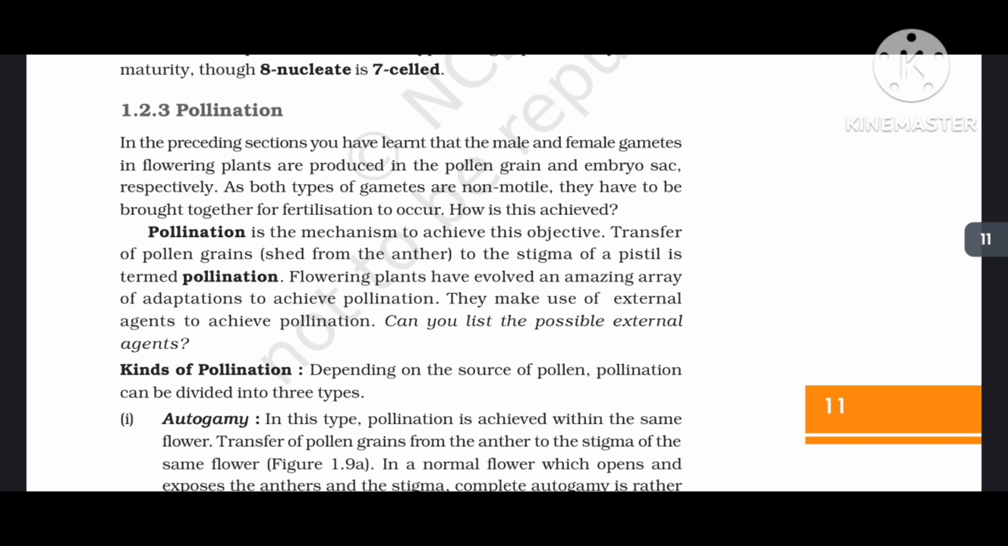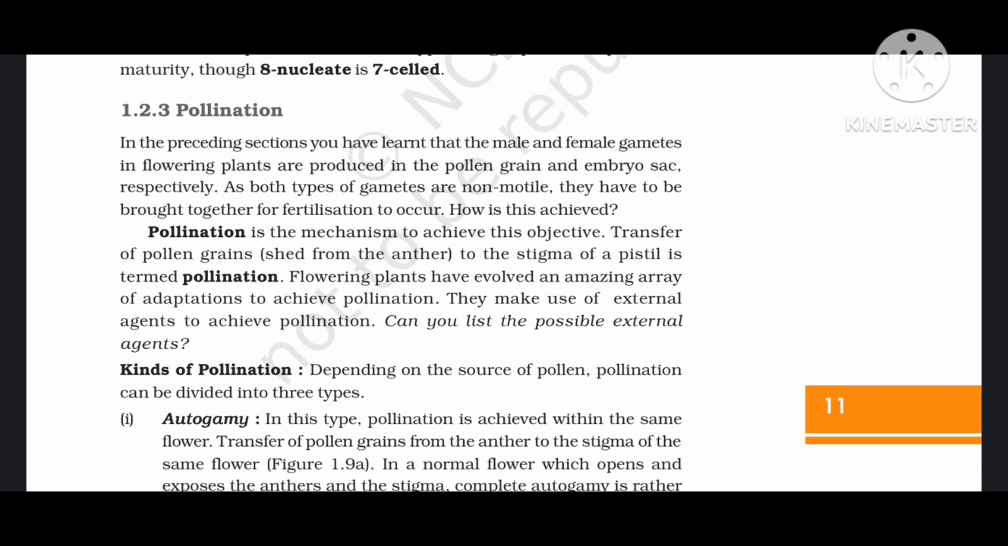Kinds of pollination. Depending on the source of pollen, pollination can be divided into three types. First, autogamy. In this type, pollination is achieved within the same flower. Transfer of pollen grains from the anther to the stigma of the same flower. Figure 2.9a. In a normal flower which opens and exposes the anthers and the stigma, complete autogamy is rather rare.